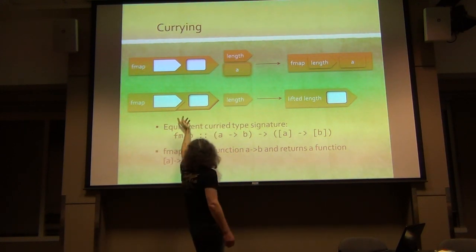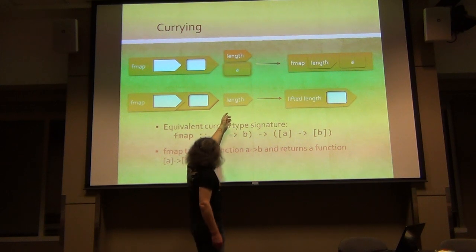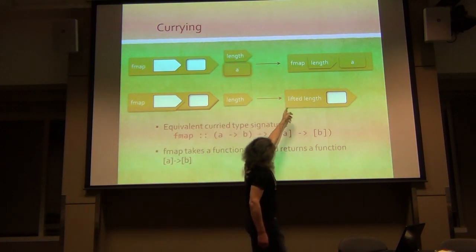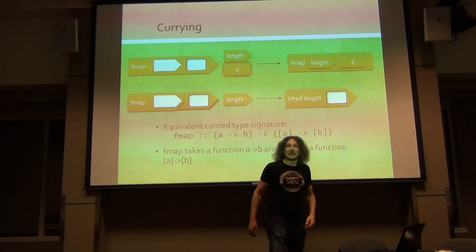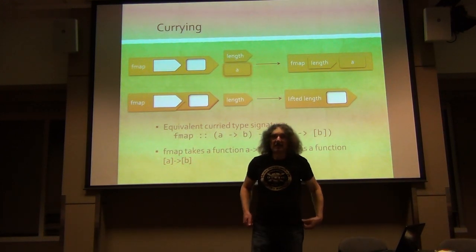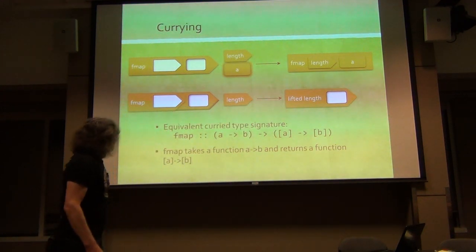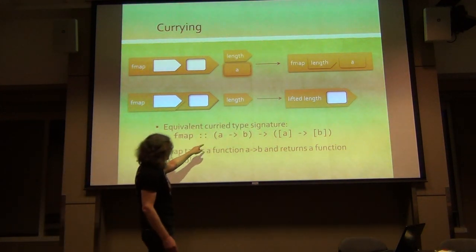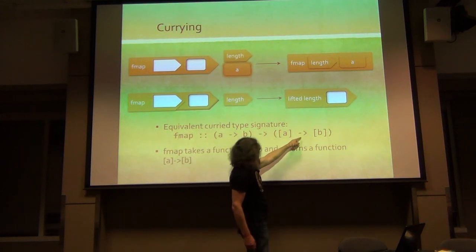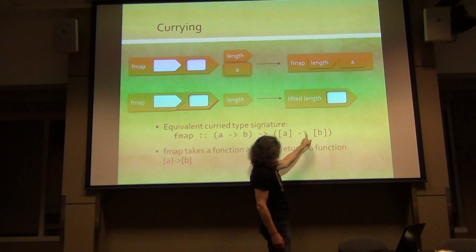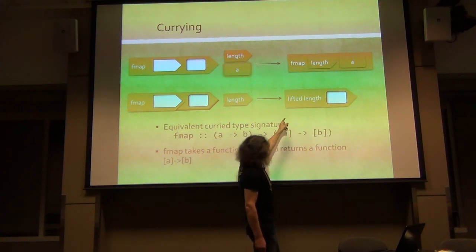So now if you say fmap and you give it length, you fill this hole in, and you are left with the result, which is still a function, right? So that's the type signature like this, okay? You give it a function, and we return you a function. And of course, this should be shaded.